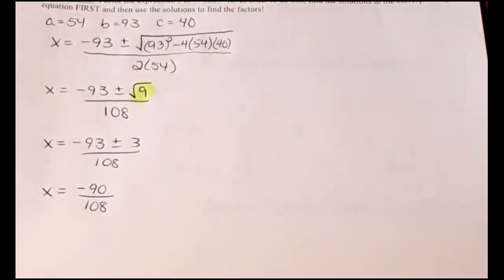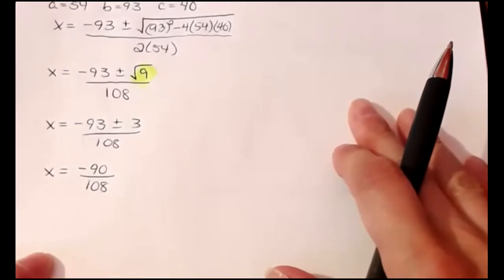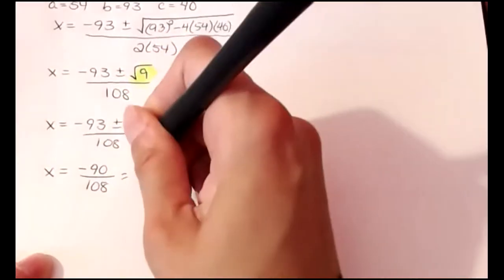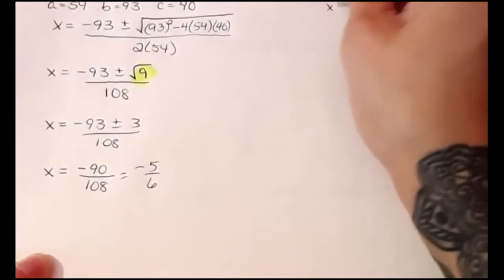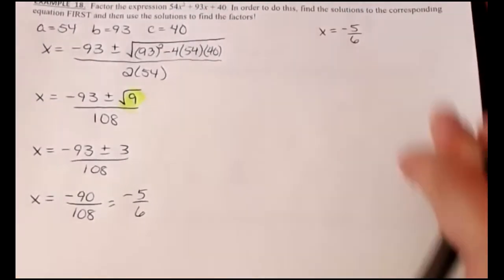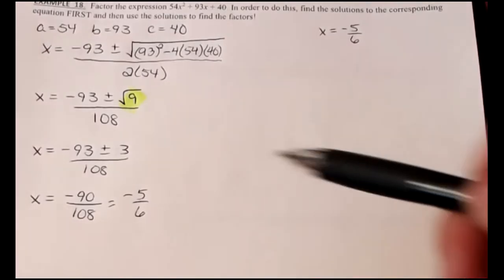So that leaves us with negative 90 over 108. With negative 90 over 108, we definitely want to simplify this to lowest terms. If I take the 90 divided by 108, I find that this is the same as negative 5 over 6. So I'm going to write out my first solution is negative 5 over 6, because we're going to end up using this solution just like we did with our previous problem.